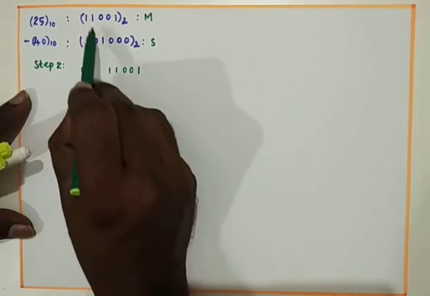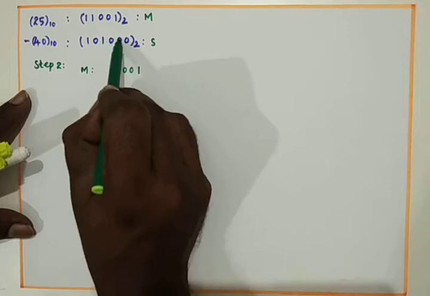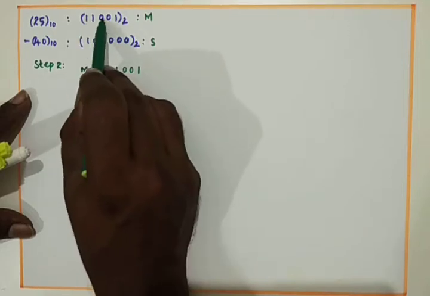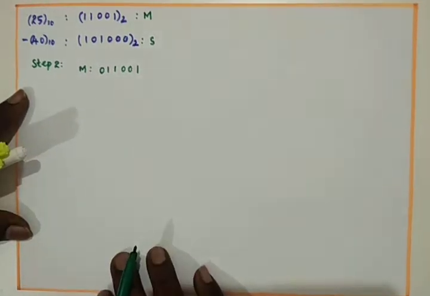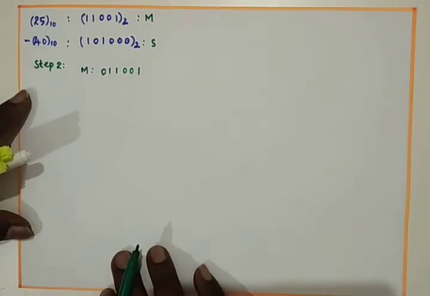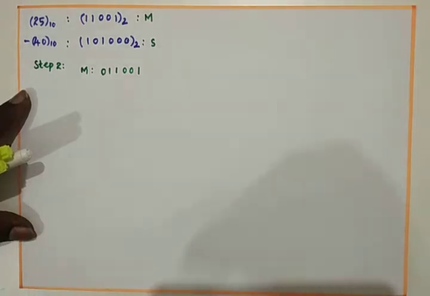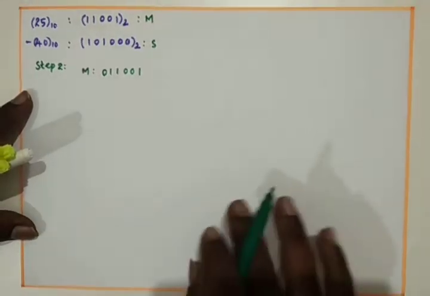The minuend is 11001. How many bits does it have? 1, 2, 3, 4, 5. Here 1, 2, 3, 4, 5, 6. So that I can add 0 here. First we have to see that the number of digits in the minuend and subtrahend must be equal. We should make them equal by adding zeros to the left side.